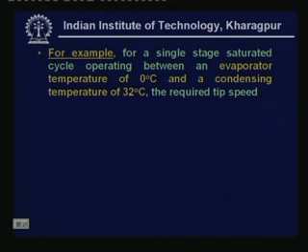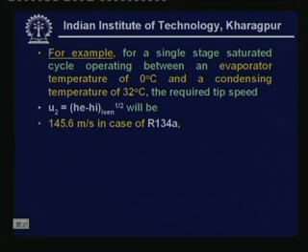For example, for a single stage saturated cycle operating between an evaporator temperature of 0 degree centigrade and a condensing temperature of 32 degree centigrade, the required tip speed, if you do the calculations from the expression, is nothing but square root of He minus Hi along the isentrope, where He is the enthalpy at the exit of the compressor and Hi is the enthalpy at the inlet of the compressor. In this case I am assuming saturated cycle. So Hi is nothing but the saturated enthalpy at 0 degree centigrade, and He is the enthalpy of the superheated refrigerant at condenser pressure, and the entropy same as the inlet entropy.